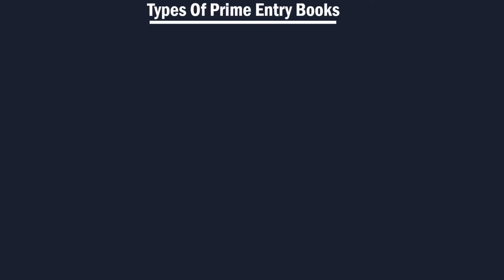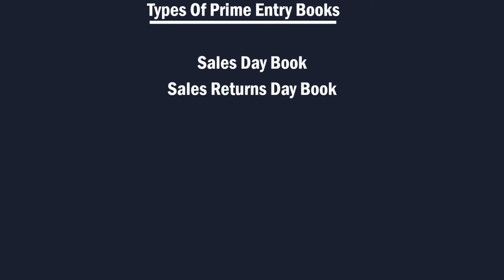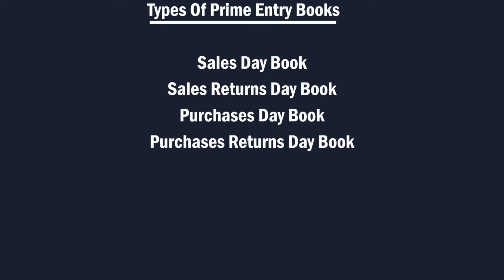So let's look at the types of parliamentary books. There is a sales daybook, there's a sales returns daybook, there's a purchases daybook, purchases returns daybook, cash book, and the general journal. Let's look at each one in detail.